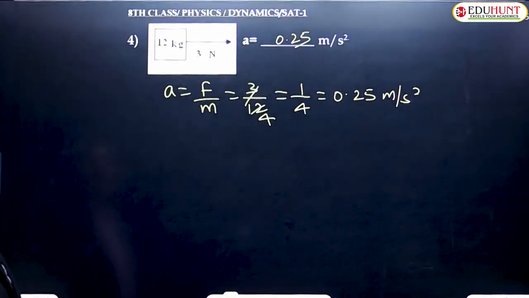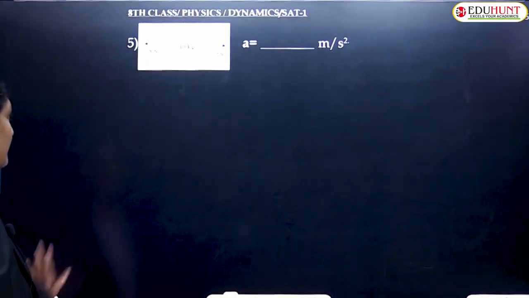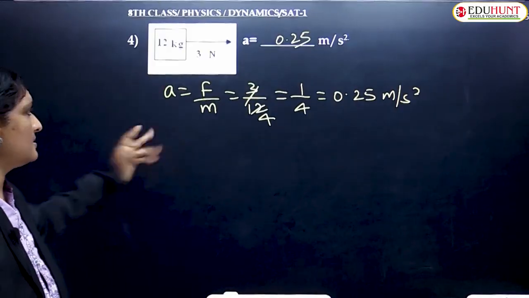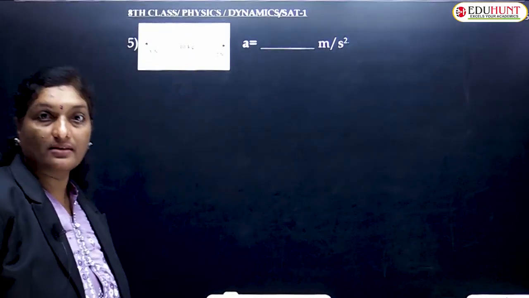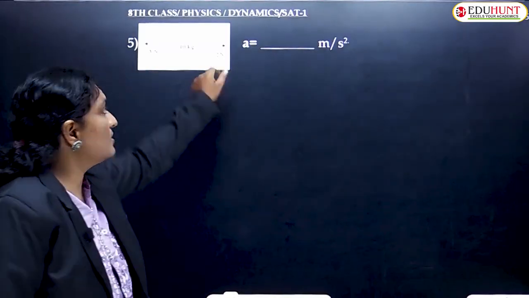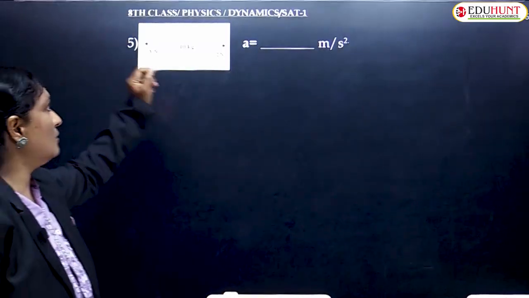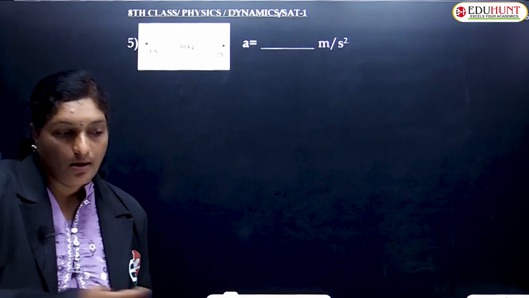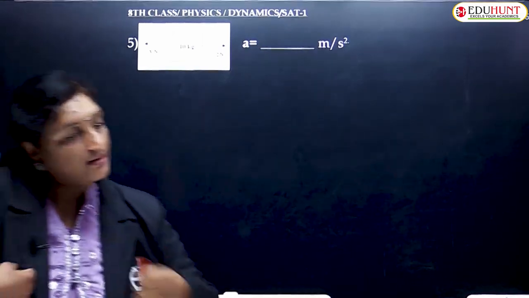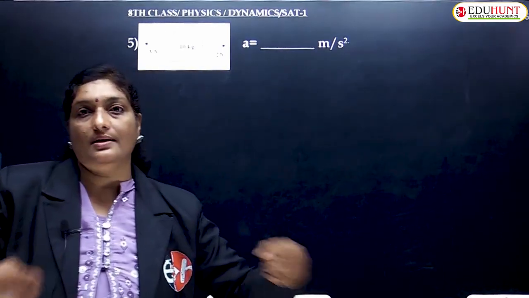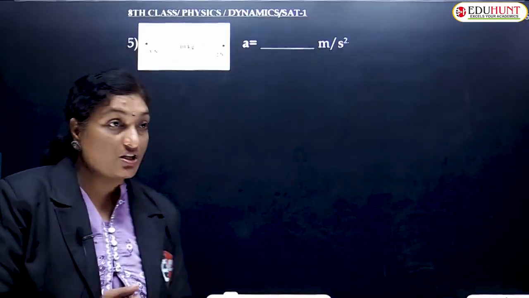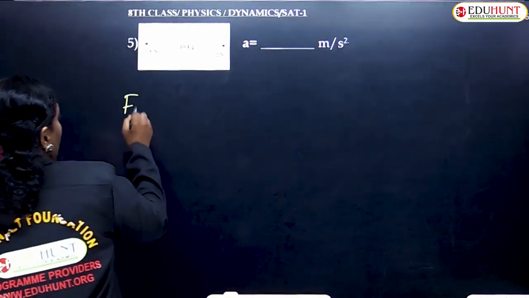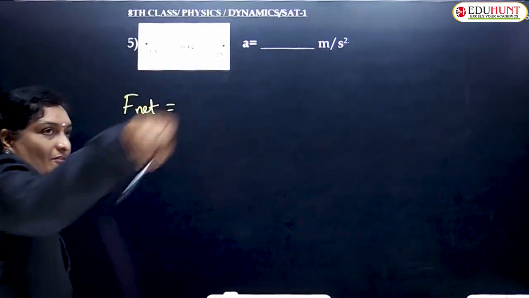Okay, moving ahead. See here, until now direct force is given, direct mass is given, all formulas were simple. But here, if you look at the 5th question, here 2 forces are given. One side 3 Newton, the other side 2 Newton. One person is pulling with 3 Newton, the other person is pulling with 2 Newton. So what is the net force acting? Both in opposite direction. Then you need to consider the net force, the resultant force.